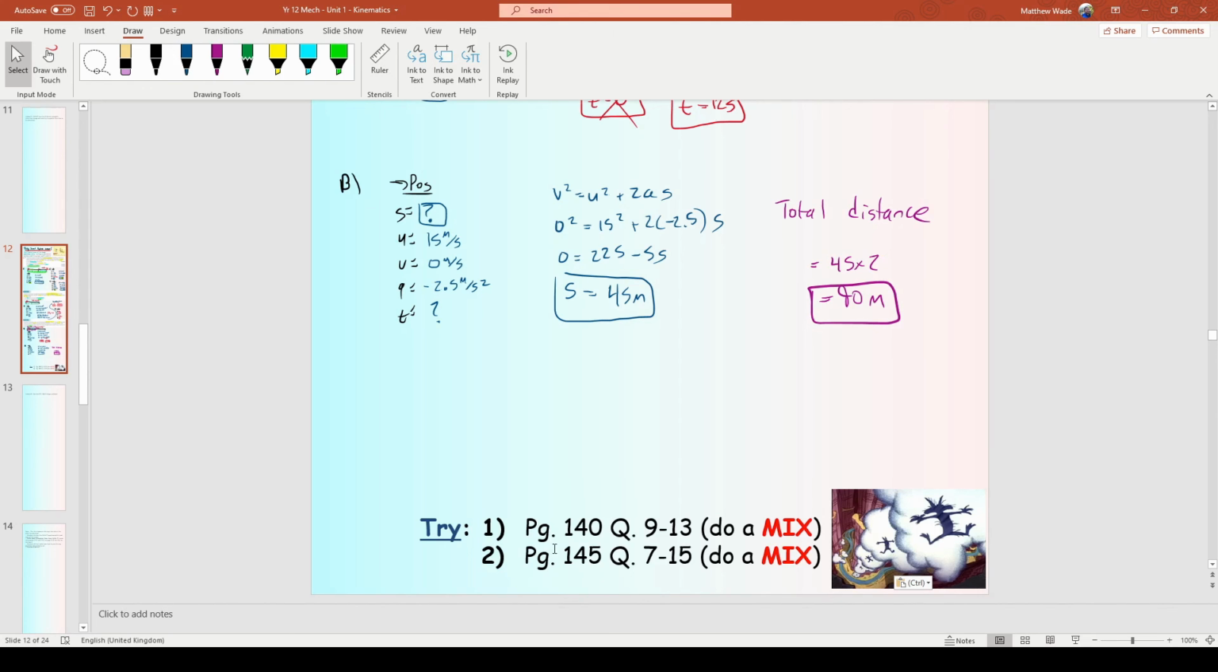Okay, so here's what we're going to do. Page 140, question 9 to 13. Do a mix though, okay? So do go for some of the tough ones in there, and again for 7 to 15 on page 145. Page 145 is the harder of the two, so I would certainly have a look at 145 potentially first to make sure that you can do these hard, horrific ones, okay? 145 I strongly recommend first, and then the others.